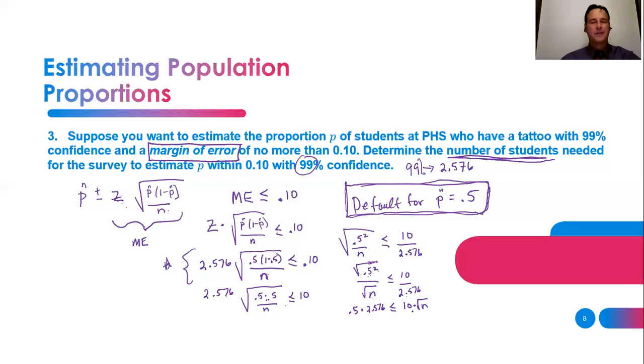And I've got 2 steps to get n by itself. I'm going to divide by 10. And then what I'm going to have to do is square both sides. Let me do this math first before I square both sides. I got 0.5 times 2.576, divided by 10.